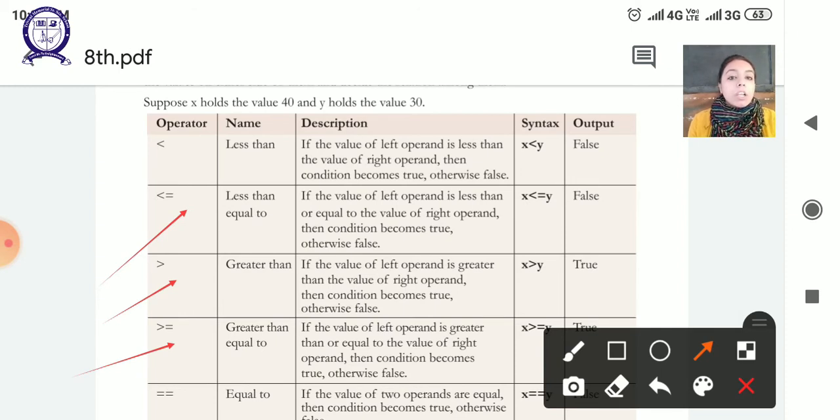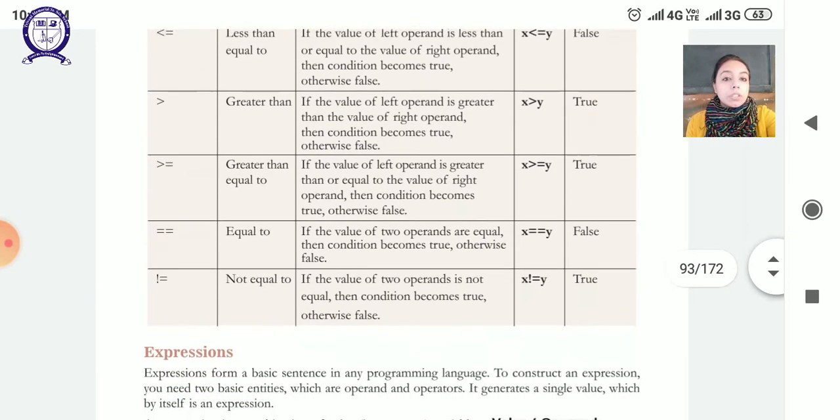otherwise false. And equal to is one of the relational operators, the most important one. If the values of two operands are equal, then the condition becomes true, otherwise false. If I say x equals y, suppose the value of x is 4 and the value of y is 3, so 4 equal to 3, it will be false. But if you take the same value, like x is 5 and y is also 5, 5 equal to 5, then the condition will be true, right? So these are the relational operators.